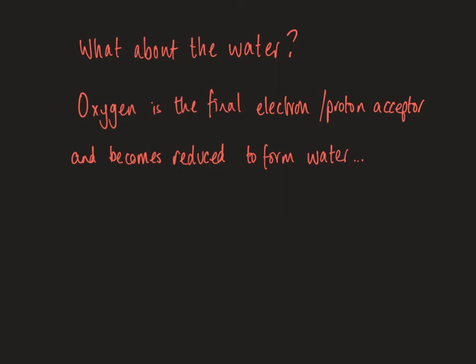All right, so what about the water? If we go back to our overview of respiration, glucose plus oxygen goes to form 6 carbon dioxides and 6 waters. Well, we've made our carbon dioxides, we haven't yet made any water. So how do we make the water? Well, we use the oxygen, which we also haven't used yet, as the final electron or proton acceptor, and it becomes reduced to form water.